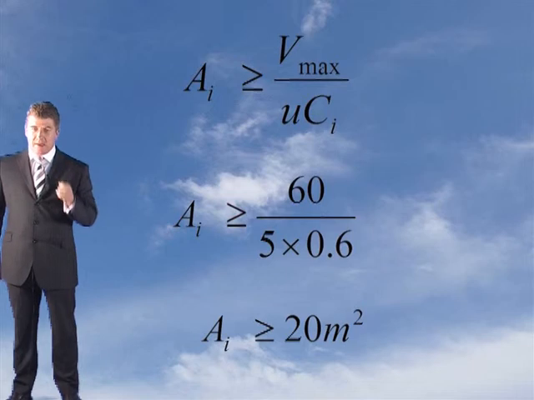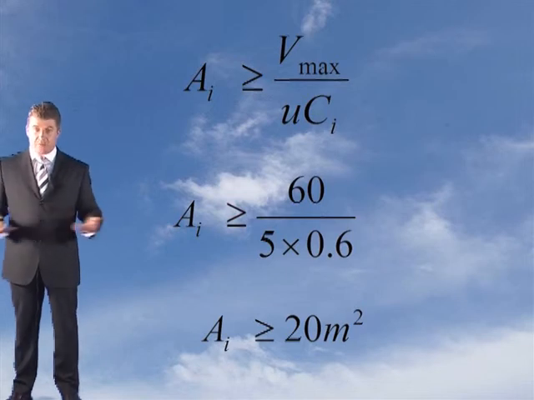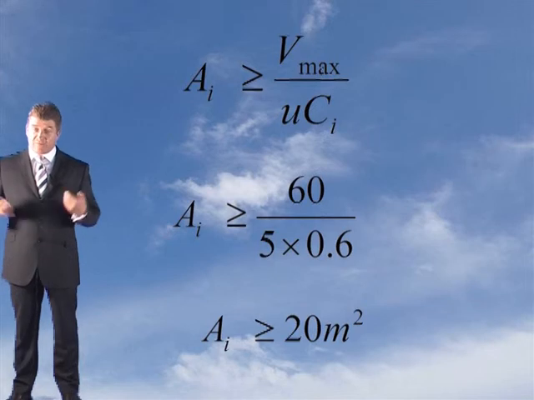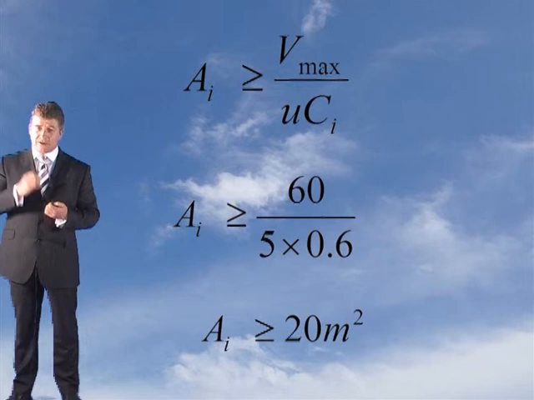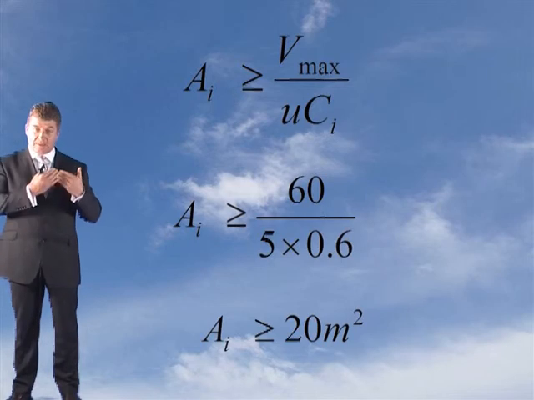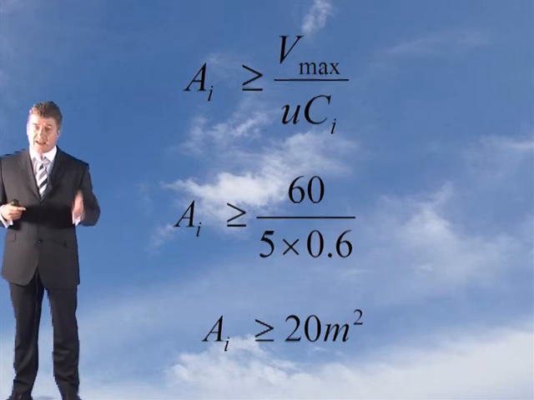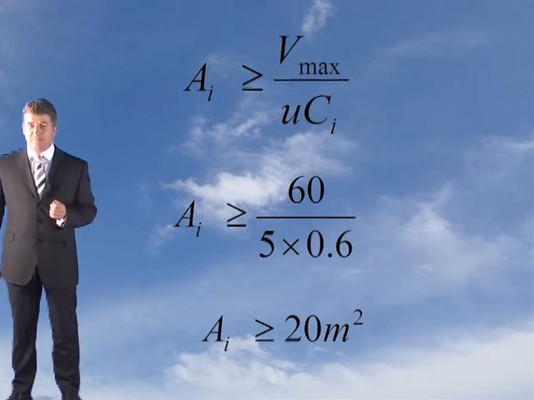That's the minimum area you need. Now, if you've got less than 20 square meters of inlet air coming in, the velocity would exceed 5 meters a second in this particular case, because when it's for the general public, the maximum velocity of the air is 5 meters a second. If you've got more than 20 square meters of inlet air, and that's from your automatic doors and your automatic vents opening, then it's going to be less than that velocity. But that's the absolute minimum.